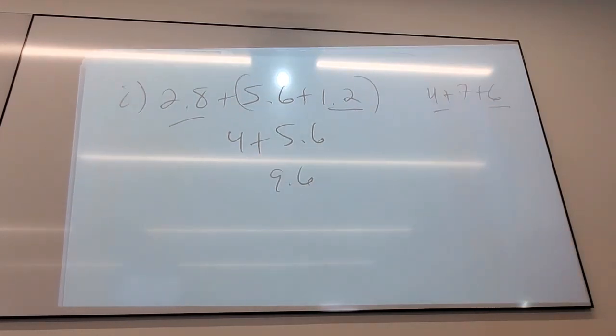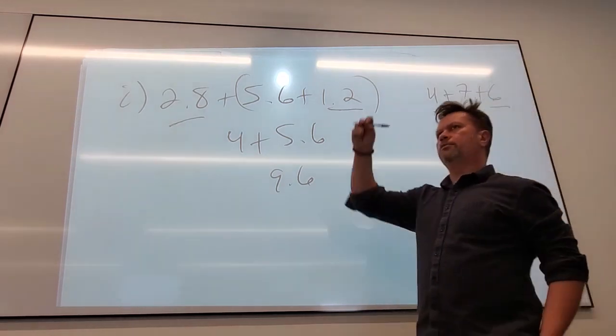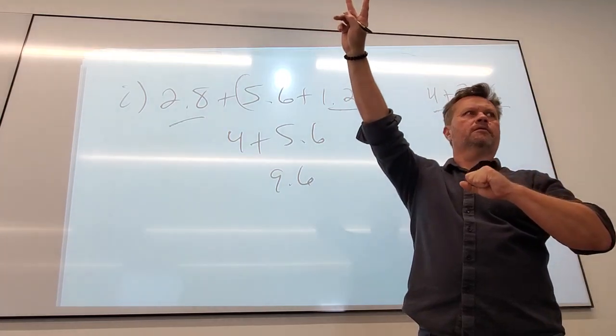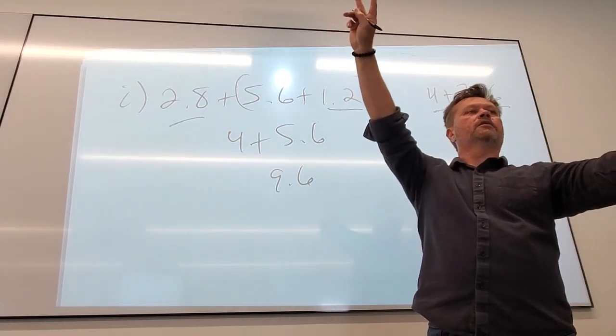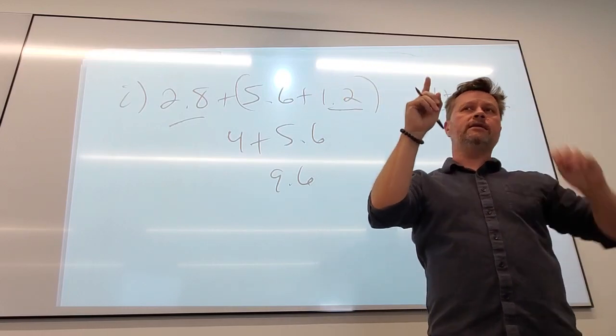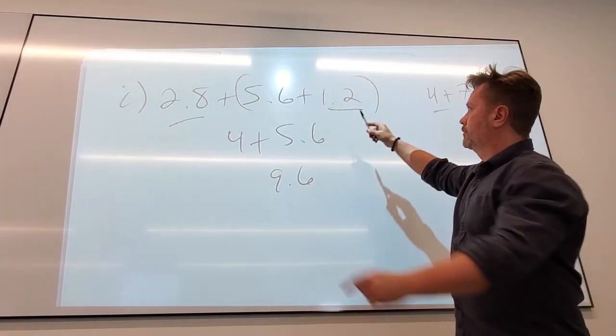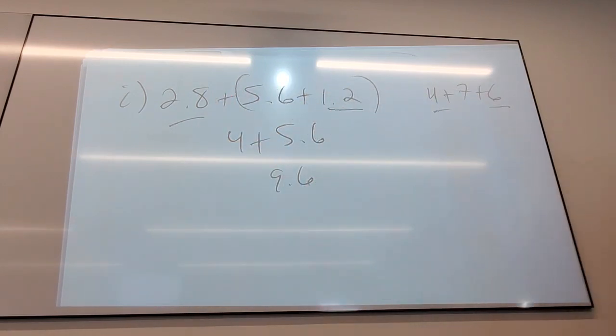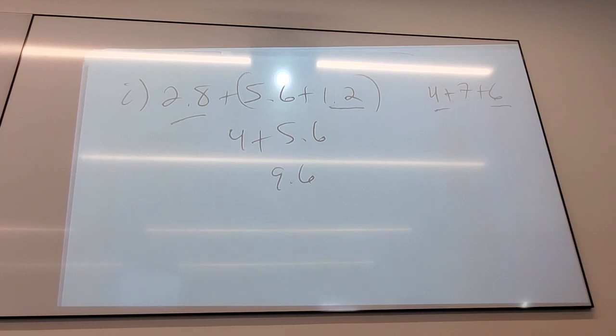So what two things did I just use? I used two properties and I used one idea. What are the two properties I used? Associativity and commutativity. What's the one idea I just used? What kind of numbers? Compatible numbers. So just because they're now decimals doesn't mean those old ideas of compatible numbers and compensation and all that kind of stuff, it's still all there.